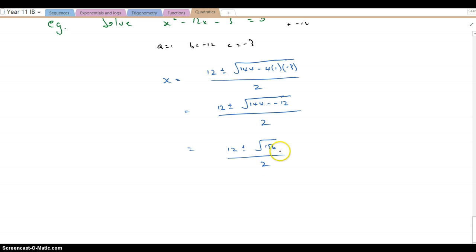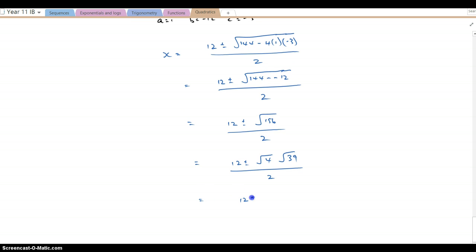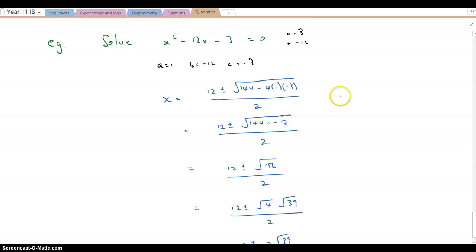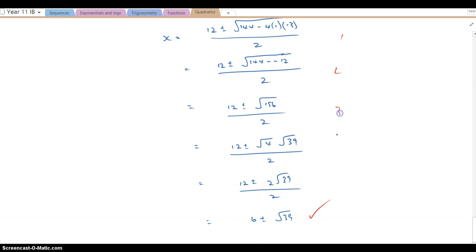What goes into 156? 39 times 4. So this is where we can simplify that to root 4 times root 39, and that's why we get 12 plus or minus 2 root 39 over 2. Now I can divide through by 2 to get 6 plus or minus root 39 over 1. And there's a solution.